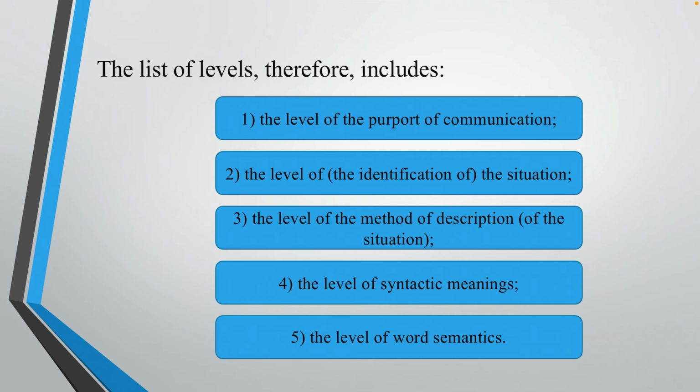The list of levels therefore includes: the first, the level of the purport of communication; the second, the level of the situation; the third, the level of the method of description of the situation; the fourth, the level of syntactic meanings; and the fifth, the level of word semantics.